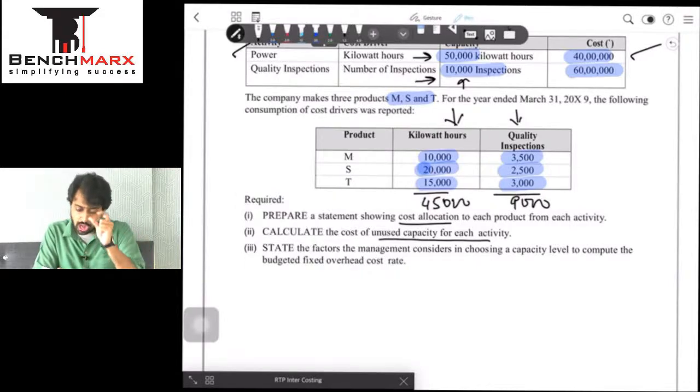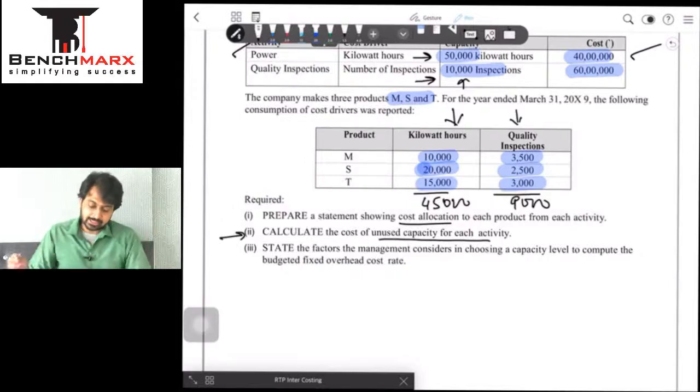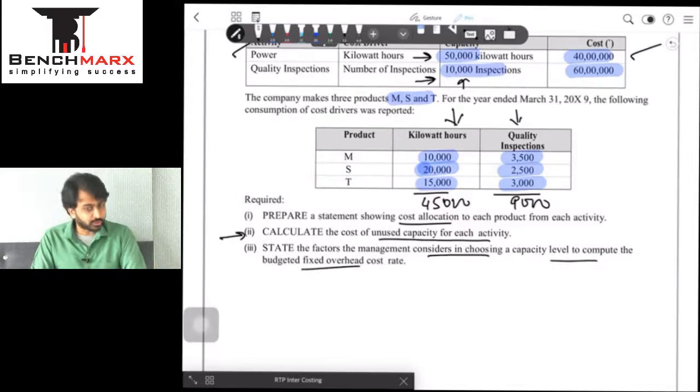Whatever capacity or hours were unused, whatever inspections are unused, that into my respective cost driver rates will be the unused capacity of each. And then state the factors the company considers in choosing a capacity level to compute the overhead rate. That is nothing but a theory question. Once we do part 1, once we do part 2, then we'll simply read across part number 3.